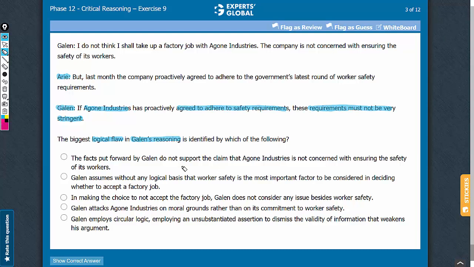Answer choice A. The dialogue does not indicate any facts presented by the first person. So it is incorrect to state that the facts put forth by the first person do not support the first person's claim. So let's eliminate this answer choice.